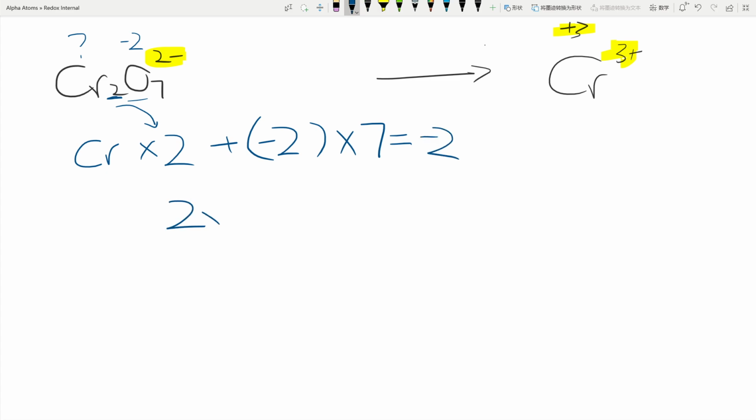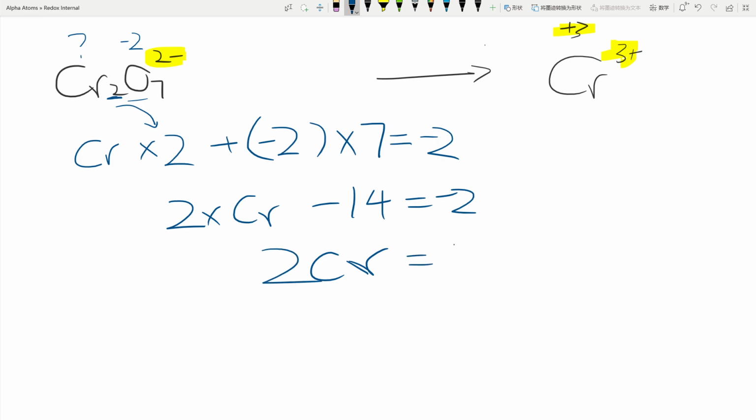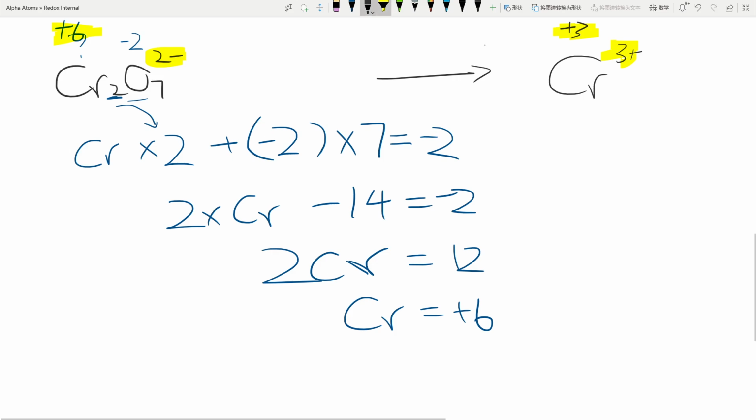So 2 times Cr, -14, equals -2. So 2 times Cr equals 12, so Cr equals +6. When you go from +6 to +3, this is a reduction reaction because the oxidation number of Cr in Cr2O7 2- has decreased from +6 to +3 in Cr3+. So these are the hardest ones.